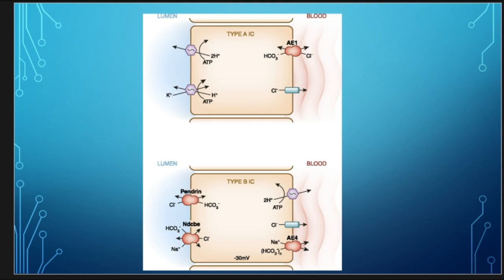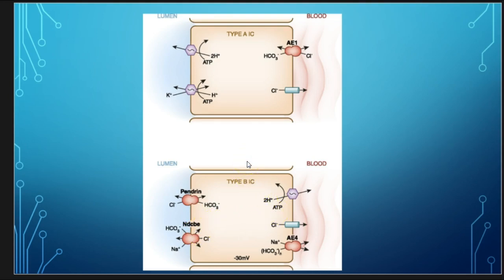We also have another type called the type B, and these are HCO3 minus secreting, H+ reabsorbing, and potassium secreting. The type A, as you can see, has a lumen, and there we have the H+ pump on one side, and the type B has the HCO3 on the opposite side.